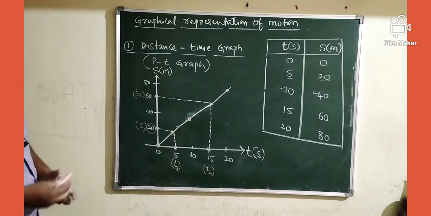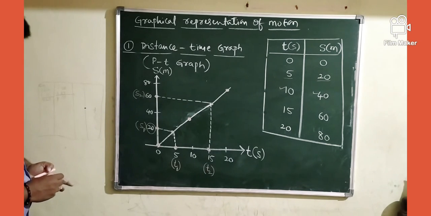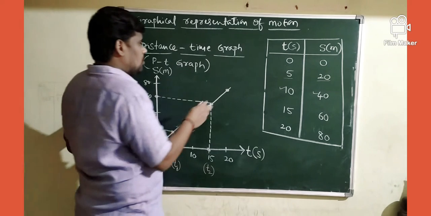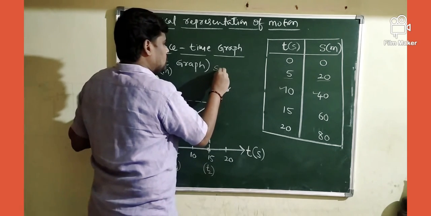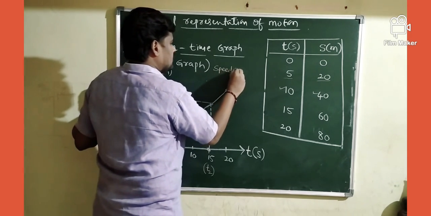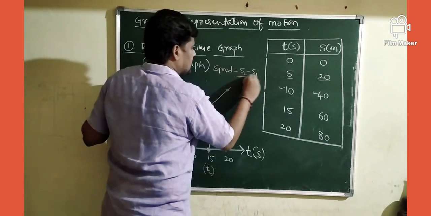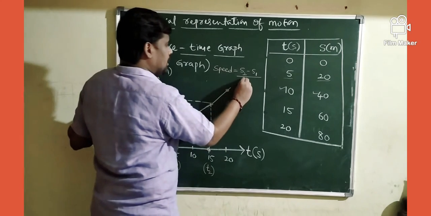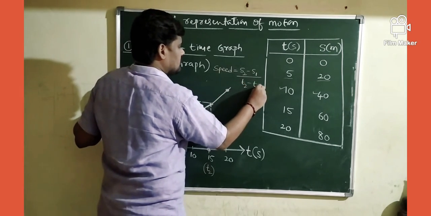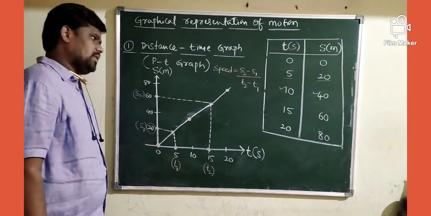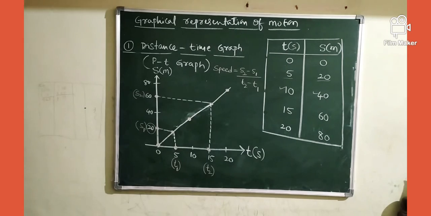Then what is the speed of a body? The speed of the body is given by, speed equals S2 minus S1 divided by T2 minus T1. What is the speed of the body? The speed of the body is given by S2 minus S1 divided by T2 minus T1.